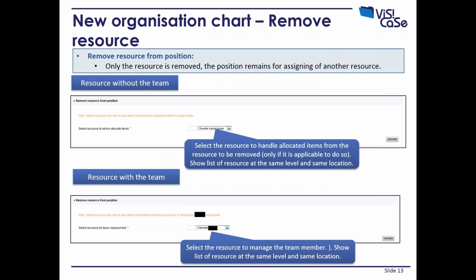If you're planning to remove a resource, if the resource doesn't have a team, the system will ask you whom to allocate all these items to. If the resource does have a team, it will also ask you who the team replacement is. Both these will run through a validation and similarly check how we previously did, if this person has any work underneath them, if this new person can be allocated, and permissions and validation surrounding that.